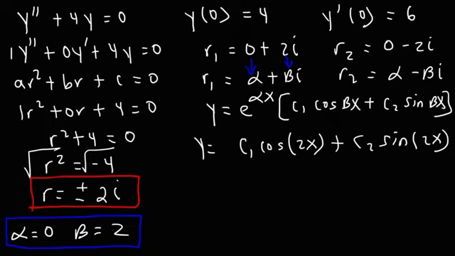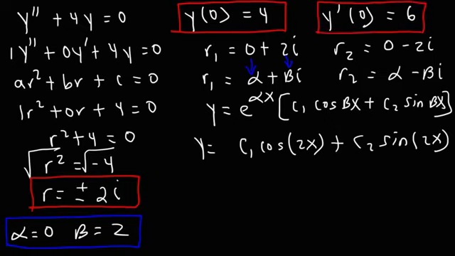But because we're dealing with an initial value problem, we need to use these 2 points to get c1 and c2. So at this point, we can get rid of everything else.